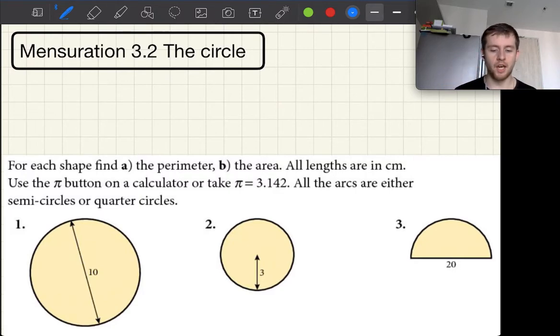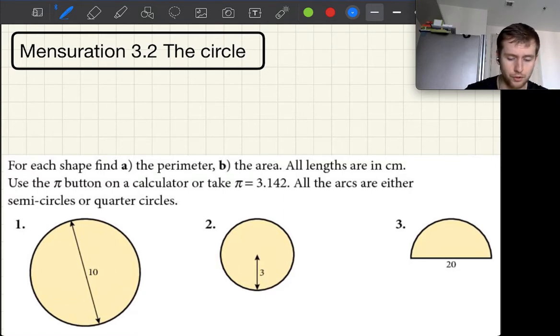Hi everyone and welcome again to our IGCSE revision mathematics lessons. This time we're going to talk about circles, their properties, and a couple of easy formulas and exercises. Let's take a look at it.